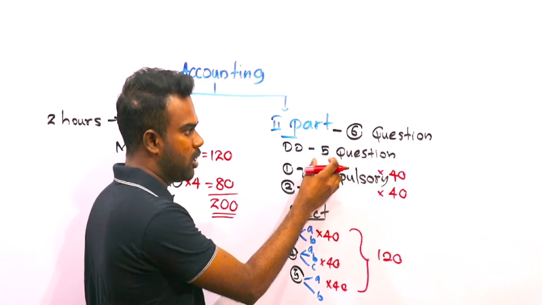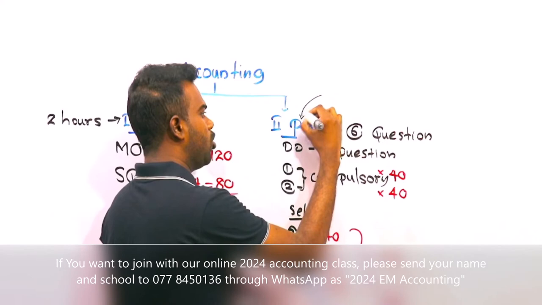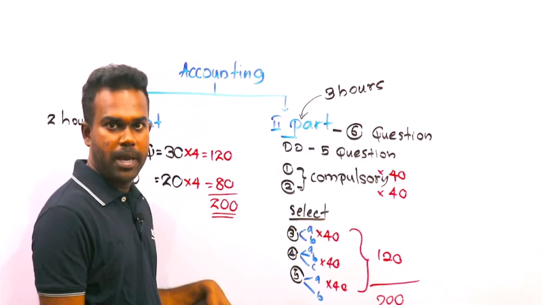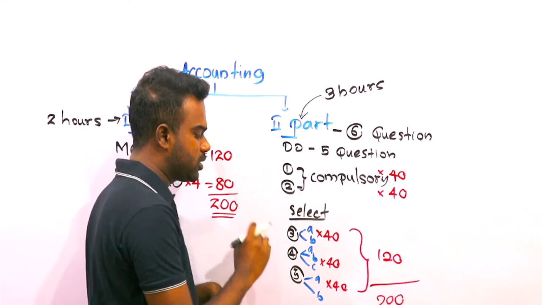For the second paper also you are able to get 200 marks. The allocated time is normally 3 hours for the second paper. Right? Within 3 hours you have to do the first 2 questions and the other 3 selected questions.